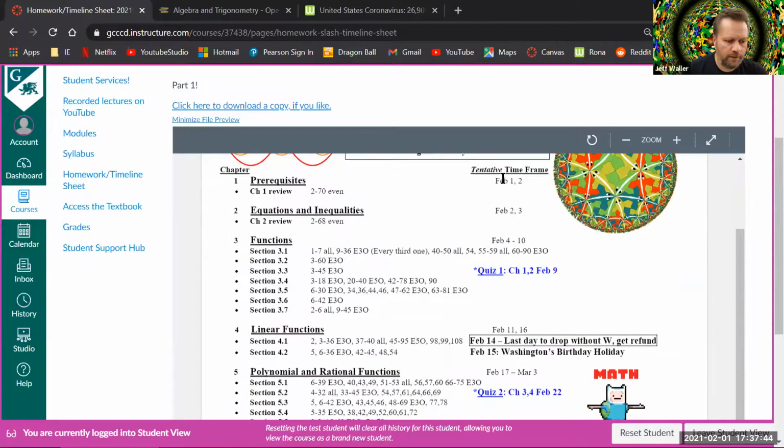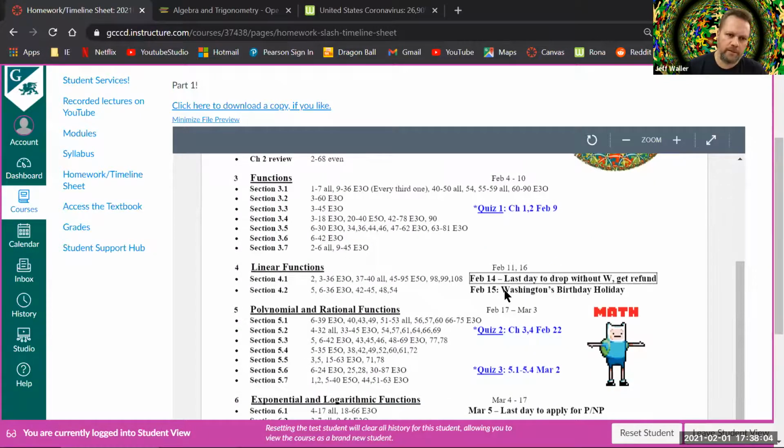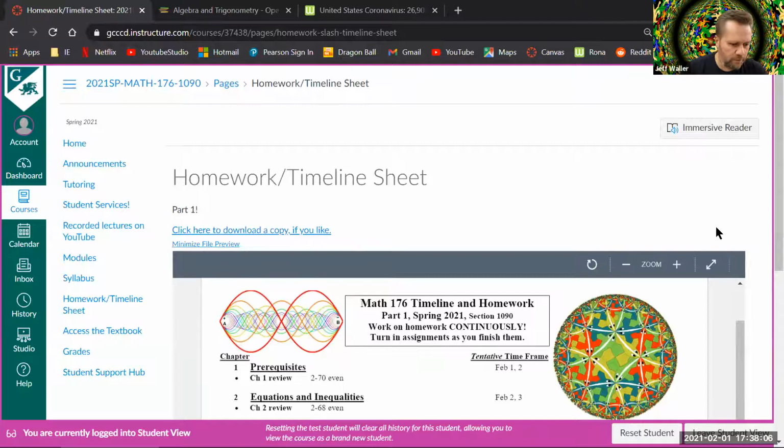The thing I wanted to point out here was these dates are not due dates. These are the dates that will be in those sections, in those chapters. So we'll be finished with 1 and 2, hopefully February 4th. We'll be getting into functions on Thursday. And then we'll be in there. You can see when the quizzes are happening. So that's in my video. I'm not going to even talk more about that.